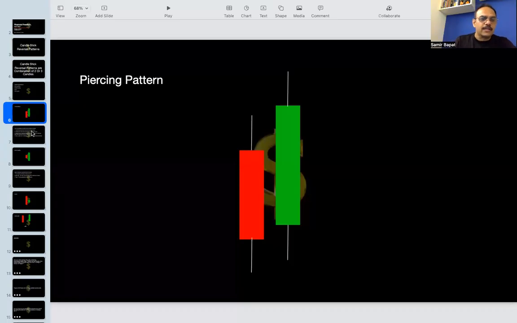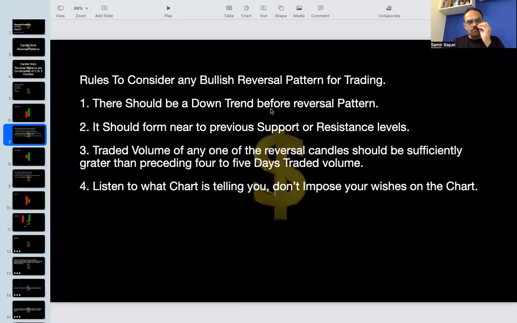Done? Okay. Before trading any reversal pattern, these four conditions should be met. Condition number one, there should be a downtrend before the reversal pattern. So the price should be going down, that only has to be reversed, right? So first thing is you have to see down. It should not be that you are seeing a piercing pattern in an uptrend and say, wow, piercing pattern has formed. No, these are reversal patterns. So the price is going down, then the reversal pattern forms.